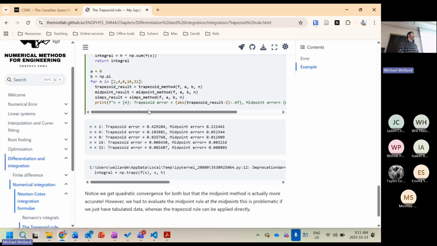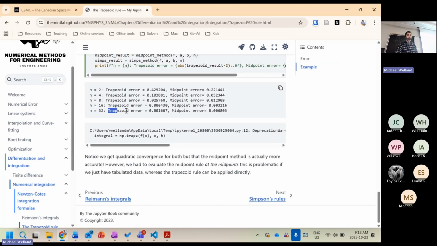But for sine, which is a pretty simple one, it actually performs worse, right? So the exact answer is 2. And the error for midpoint, right, goes down faster than the trapezoid rule. No, sorry, it doesn't go down faster. The error for midpoint is less than the error for trapezoid. What does that mean in terms of order of convergence? If I just give you this line at the bottom here, what does that mean for order of convergence? Which one is better?